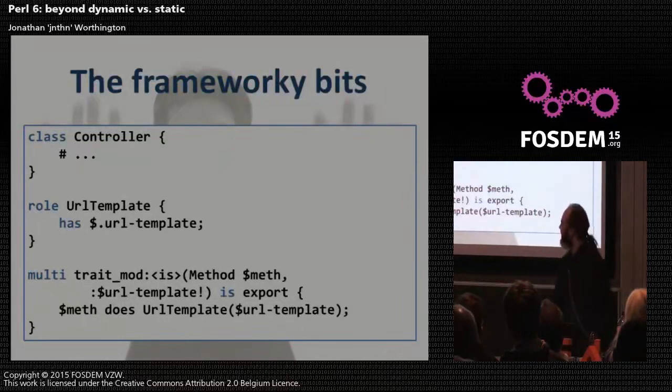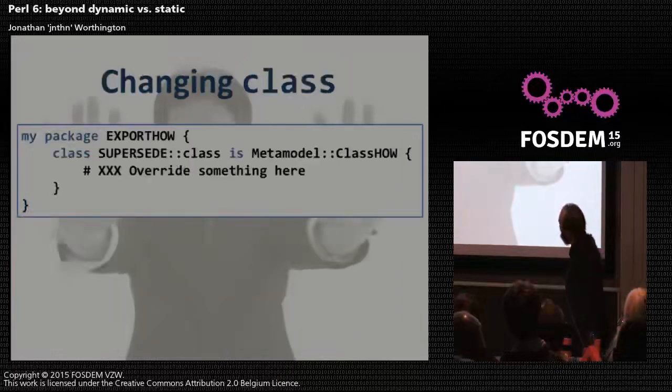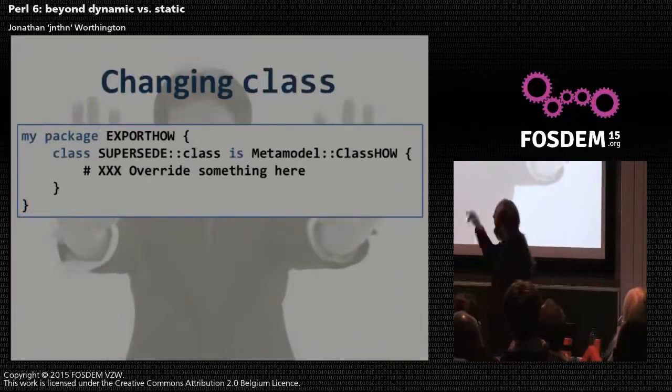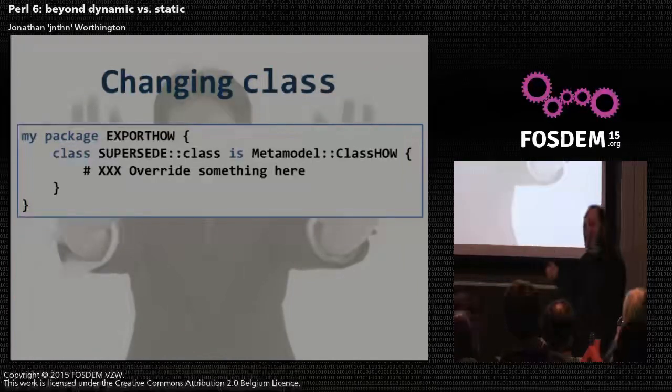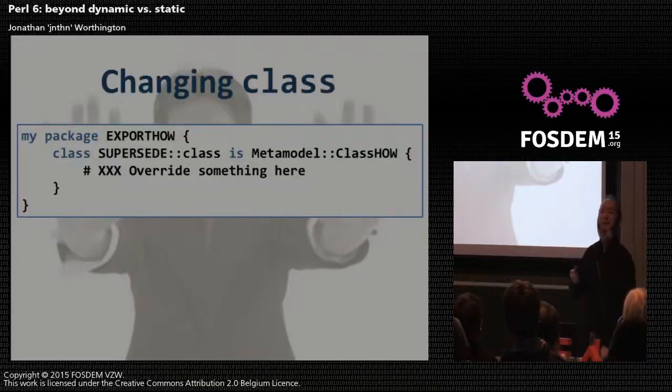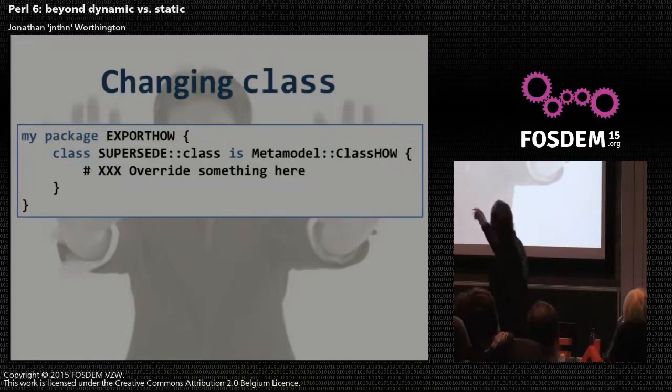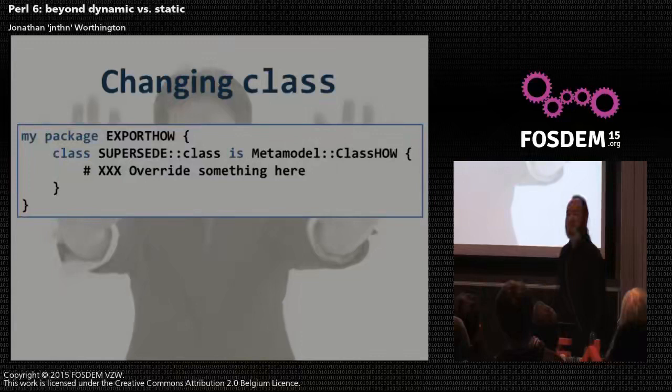How do we check that all the methods have them? Well, what I'm going to do this time is turn to a special package called export how, which is for exporting meta objects. That is, exporting objects that describe how things like classes work. And what I can do is say I want to supersede what class means. And I'm going to do that by inheriting from the default implementation of classes.